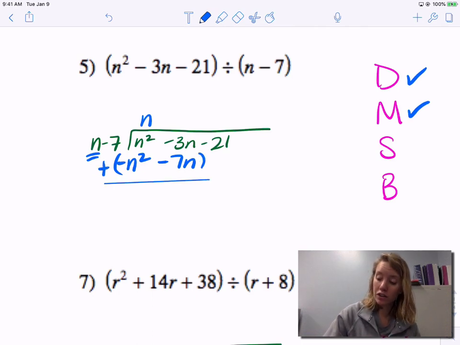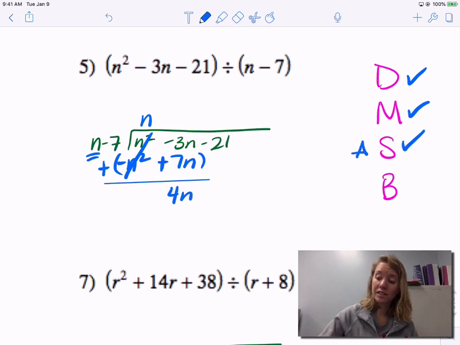Subtract. Change all your signs. Your n squareds cancel. Negative 3n plus 7n is 4n. Subtract. Check. Again, this is the hardest step. Not the hardest, but it's the easiest one to forget, to make a little mistake on. And then bring down.